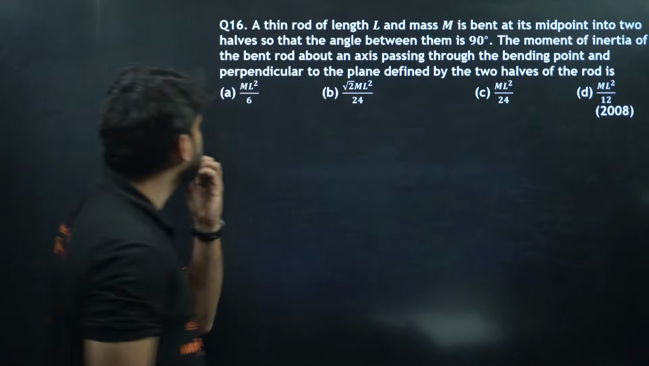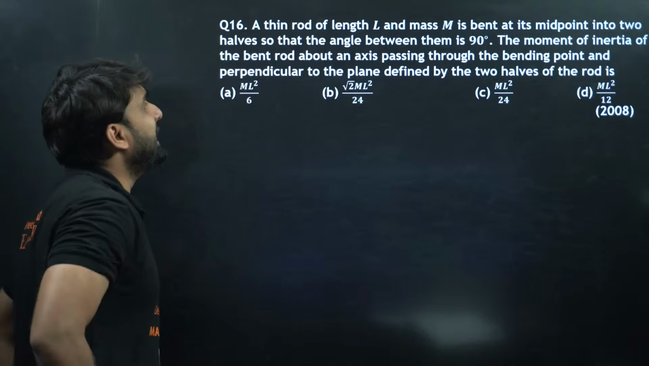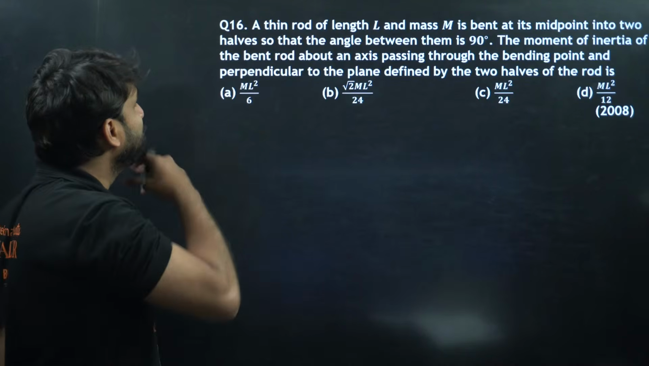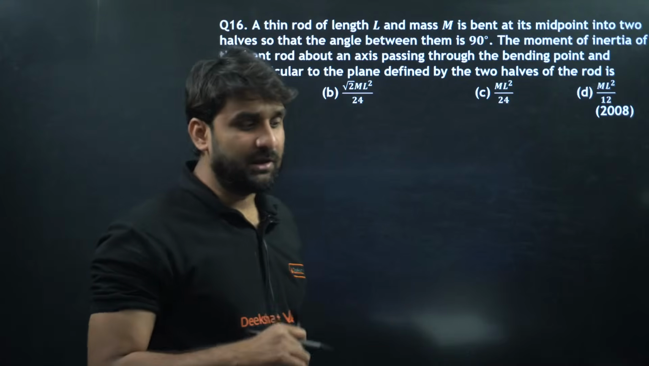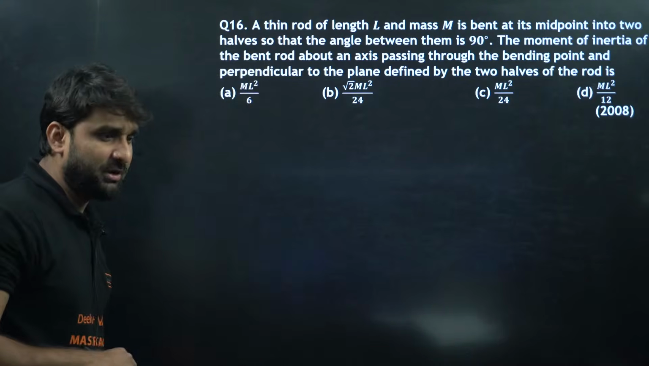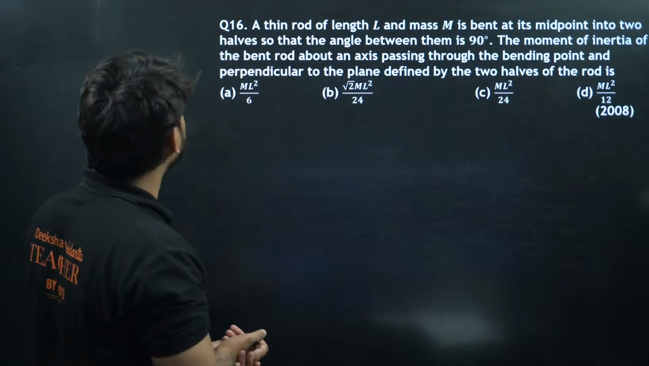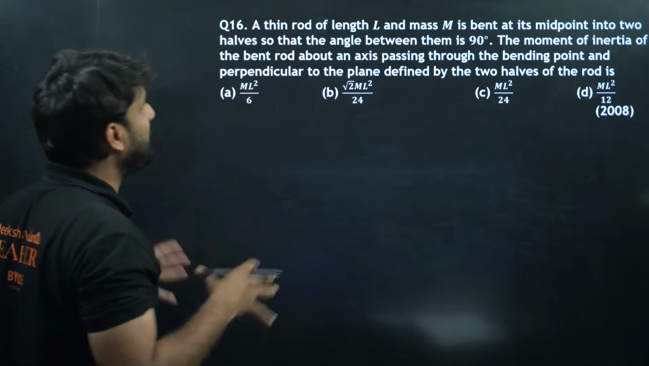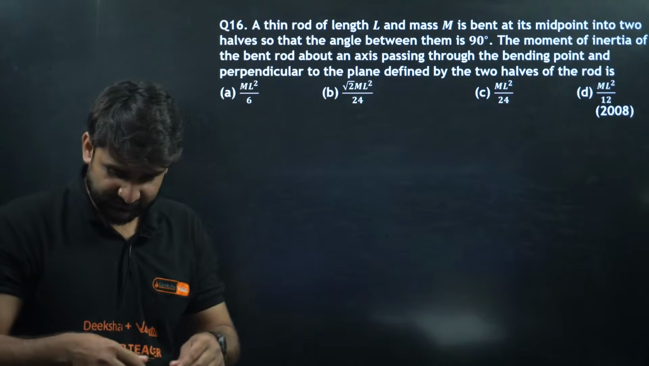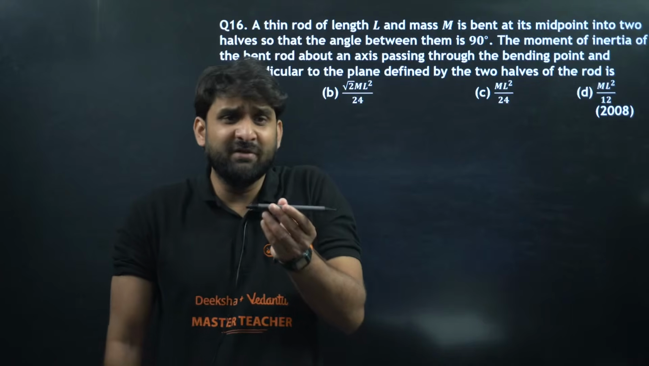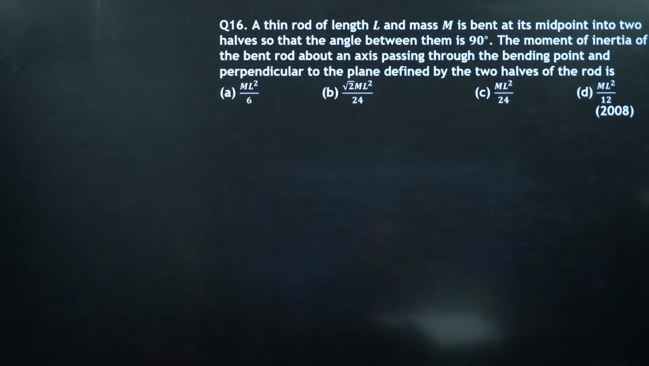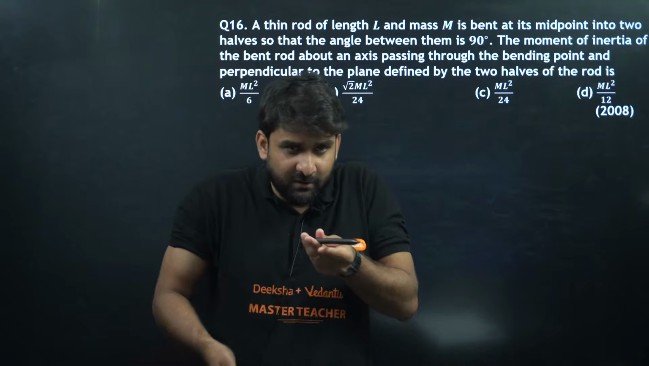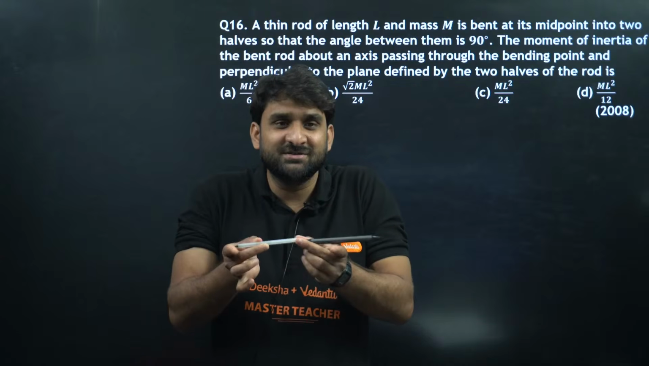Question number 16. A thin rod of length L and mass m is bent at its midpoint into two halves, so that the angle between them is 90 degree. The moment of inertia of the bent rod about an axis passing through the bending point and perpendicular to the plane will be what? So basically the question is, let's assume I'm having this rod. Let's imagine this pen is a single rod.